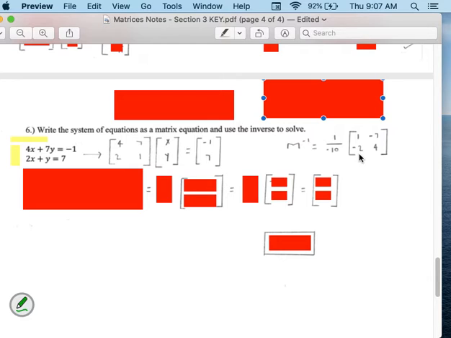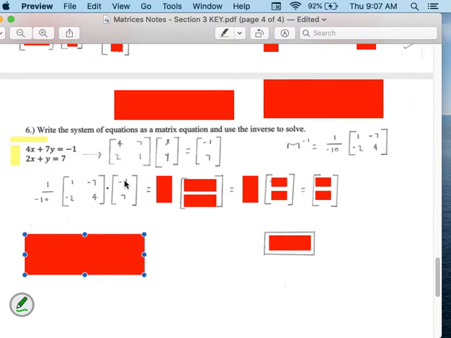Can I answer any questions about that part? And now what do we do with the inverse? Multiply it times the constants. Go ahead and start that part. I'll check your work in about a minute.